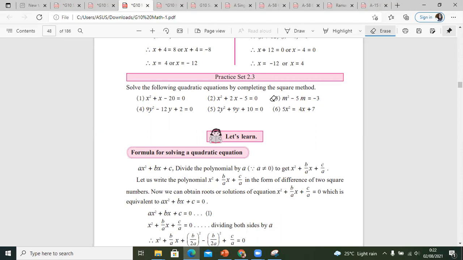For this practice set 2.3, all 6 questions we have finished. And in our next practice set, we will solve questions using the quadratic formula for solving a quadratic equation. We will use a formula to solve a quadratic equation. We are learning different methods to solve quadratic equations here. So in the next video we will solve the next exercise. The next exercise is based on the formula.